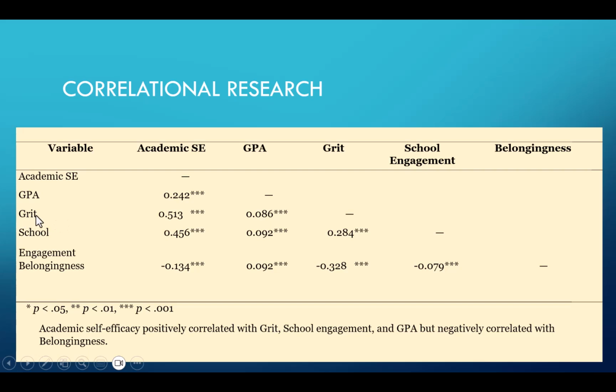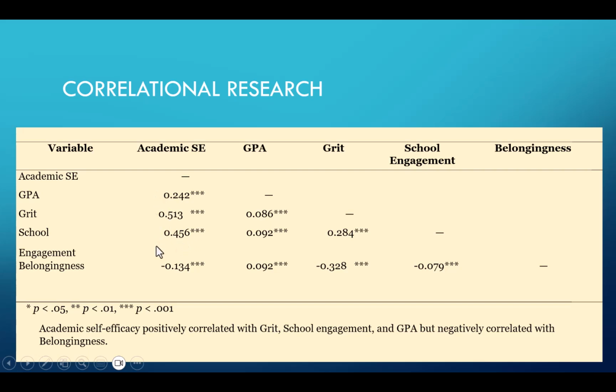Grit and academic self-efficacy, we can see there's kind of a moderate correlation here, 0.5, so it's in the middle between 0 and 1. School engagement and academic self-efficacy, we have a 0.456, so again, it's about in the middle. It's a moderate correlation, in the middle between 0 and 1.